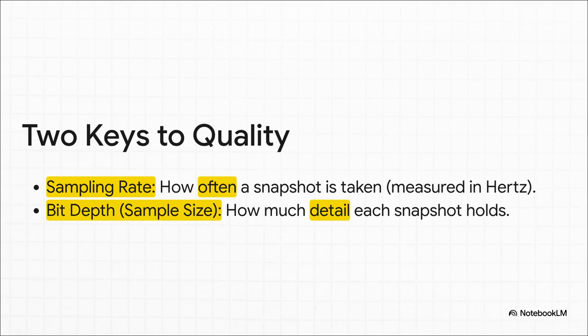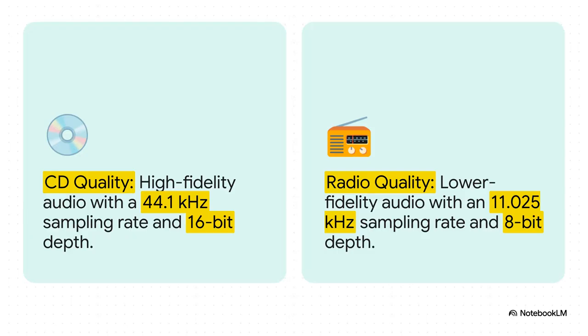The second dial is bit depth. This one's about how much detail you're packing into each one of those snapshots. A higher bit depth gives you more dynamic range, which is just the difference between the absolute quietest sound and the absolute loudest sound you can capture. And these technical terms actually translate directly to things you've definitely heard of. So CD quality audio, the gold standard for a long time, uses a sampling rate of 44,100 times per second and a 16-bit depth.